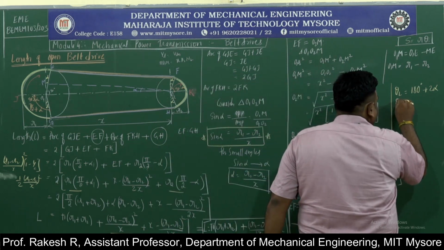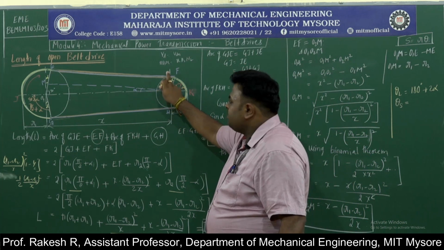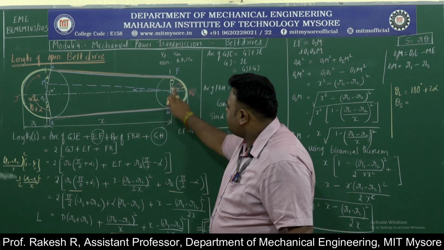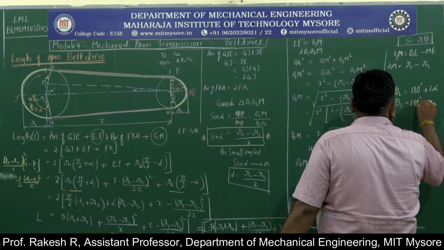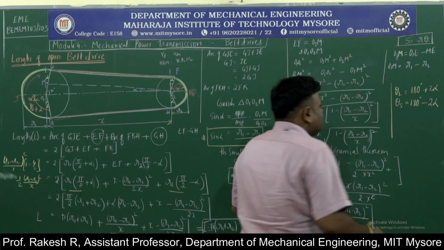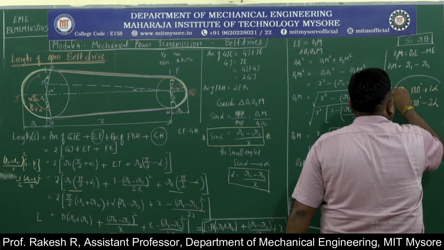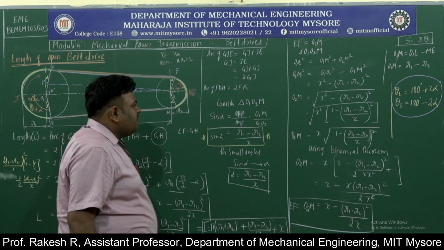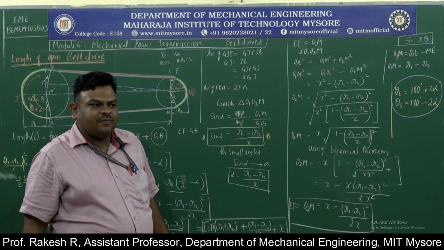Similarly, angle of contact for smaller pulley or driven pulley is this. Here the total angle is 180 degree minus 2 alpha. This part is also changed in open belt drives. So this is very important, you have to observe. And also this sin alpha is equal to r1 minus r2 by x.